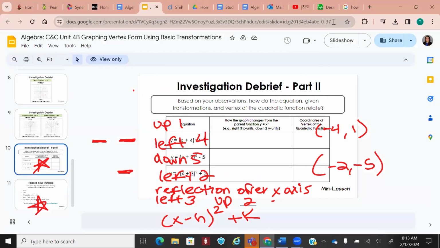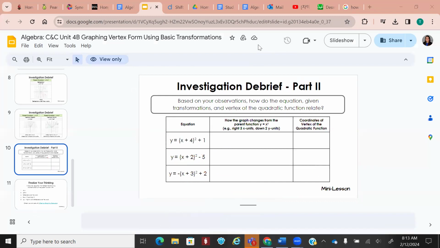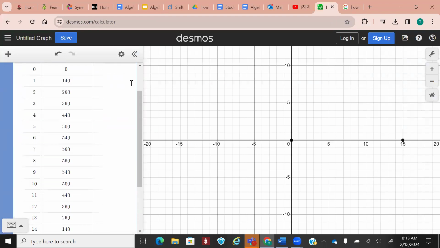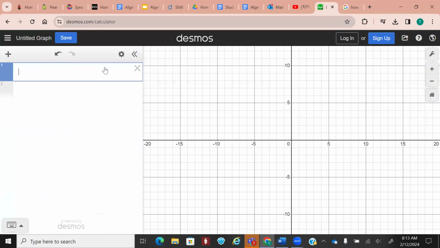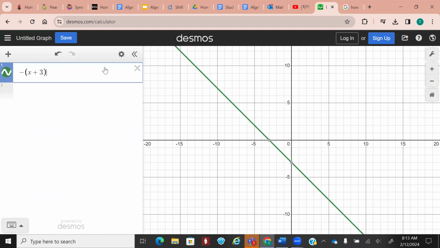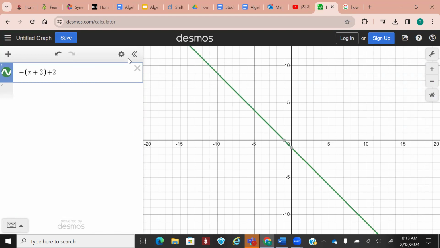Hold on one second. I want to draw this really quick. Negative x plus 3. So coming in here. Negative x plus 3. Is it plus 2? Yeah, okay. And x squared.